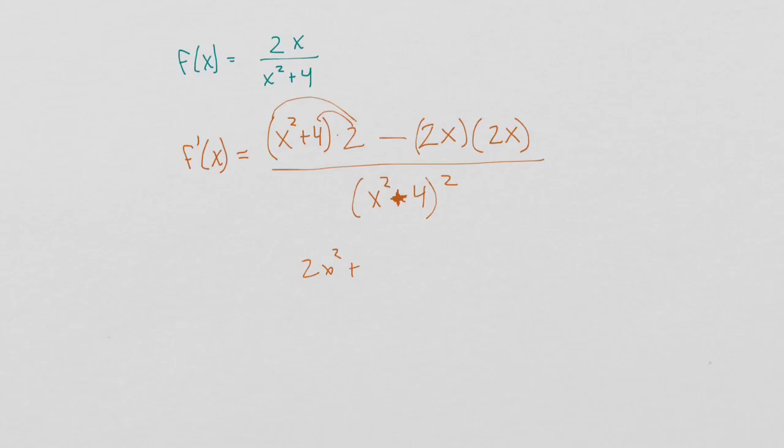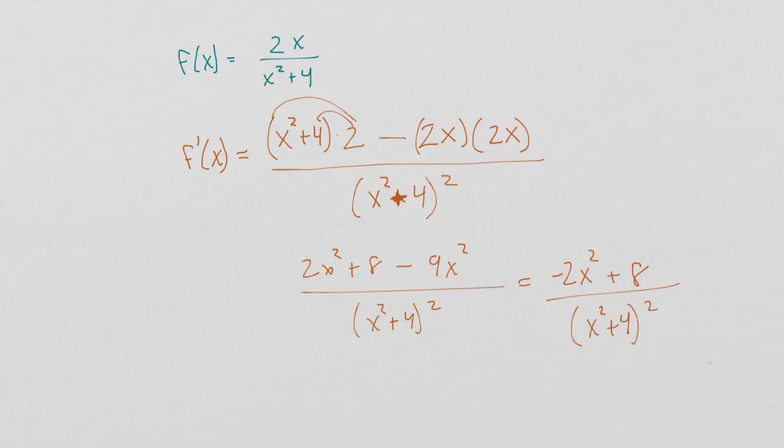2x squared plus 8 minus 4x squared. This is going to simplify to negative 2x squared plus 8, all over x squared plus 4 squared. Now, we could multiply this binomial out. We could FOIL that out. It's actually not going to help us in any way. So let's see if we can do anything else.